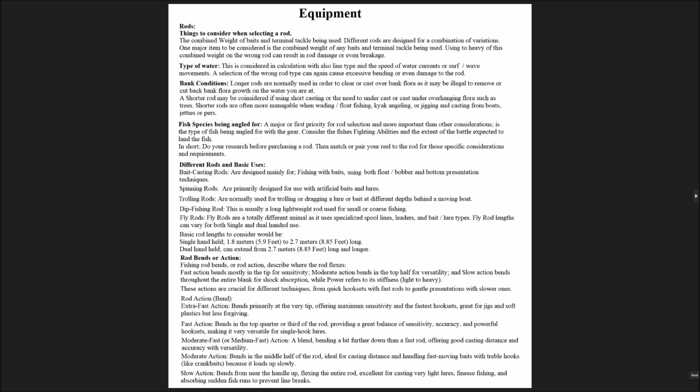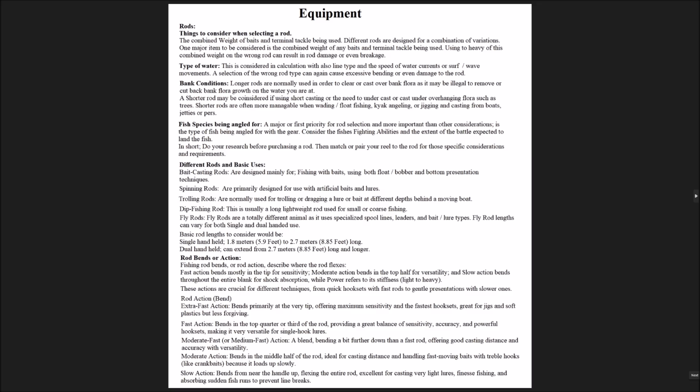Fly rods. Fly rods are a totally different animal, and they use specialized spool lines, leaders, and bait and lure types. Fly rod lengths can vary for both single and dual hand use. Basic fly rod lengths to consider would be single handheld, 1.8 meters, 5.9 feet, to 2.7 meters, 8.8 feet long. Dual hand can extend from 2.7 meters, 8.85 feet, and longer.